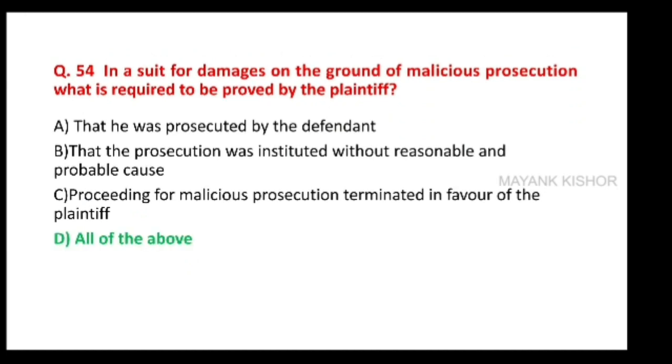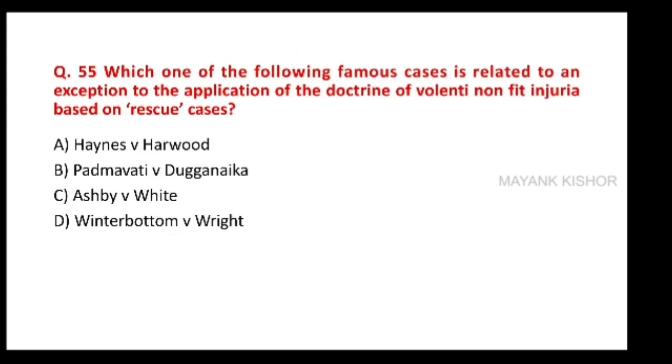Next, question number 54. In a suit for damages on the ground of malicious prosecution, what is required to be proved by the plaintiff? Option A, that he was prosecuted by the defendant. Option B, that the prosecution was instituted without a reasonable and probable cause. Option C, proceeding for malicious prosecution terminated in favor of the plaintiff. And option D, all of the above. And the correct answer is option D, all of the above.